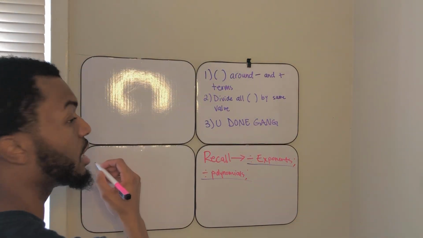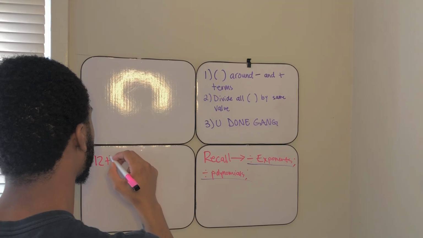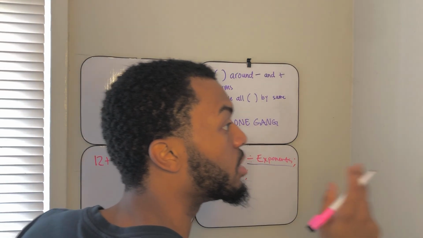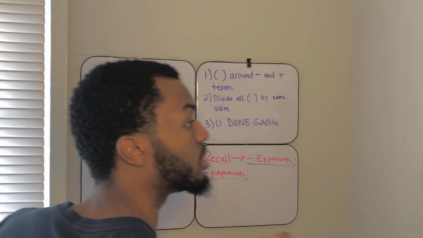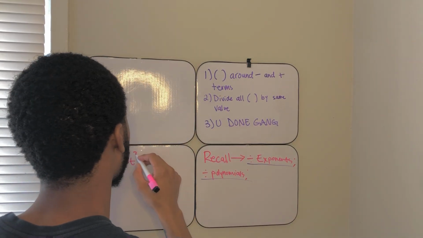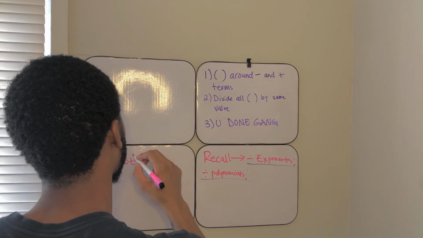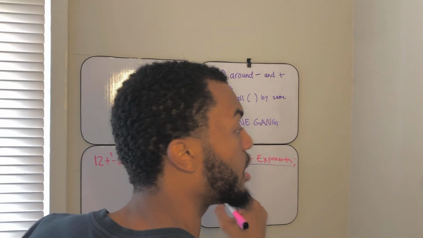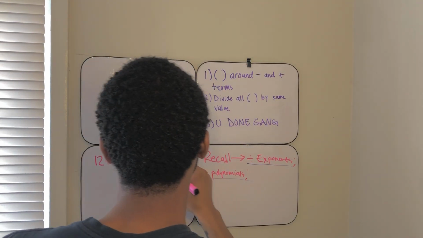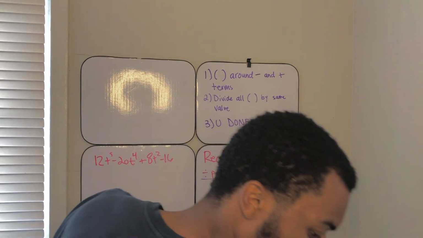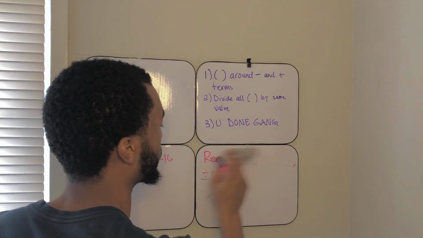So first we've got 12t to the fifth power minus 20t to the fourth power plus 8t squared minus 16. I'm going to erase this, just remember what we were calling for the video, because I need to make some space.